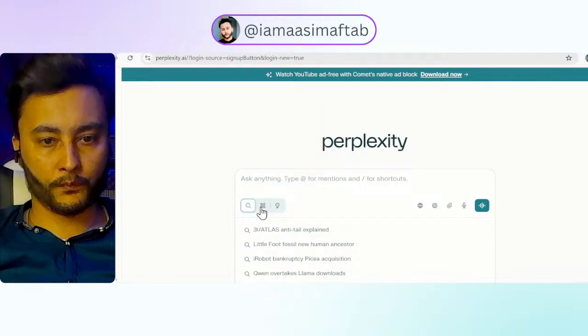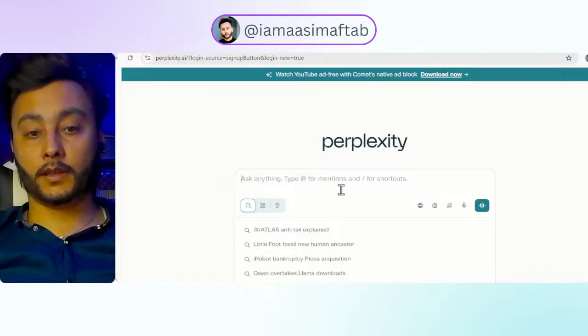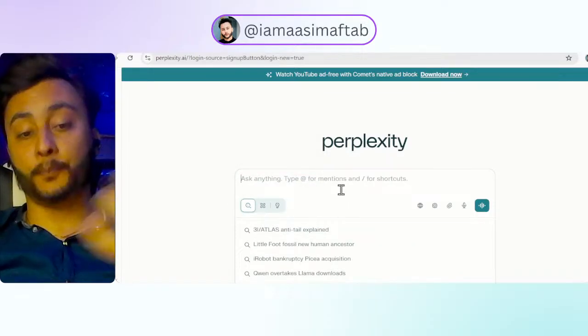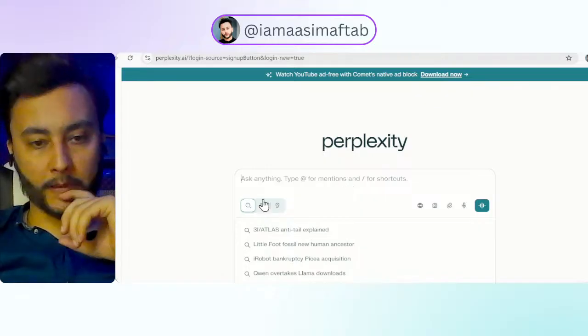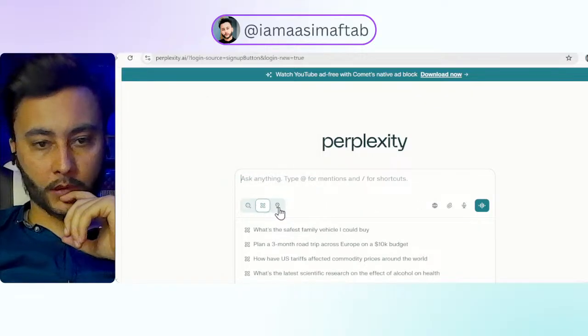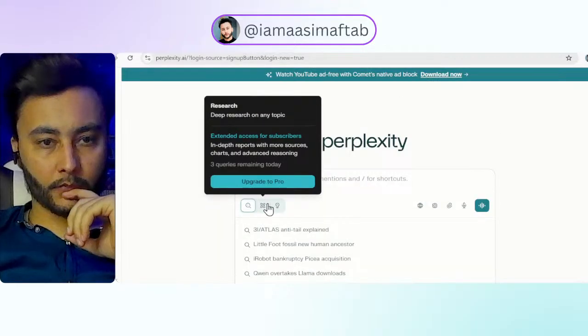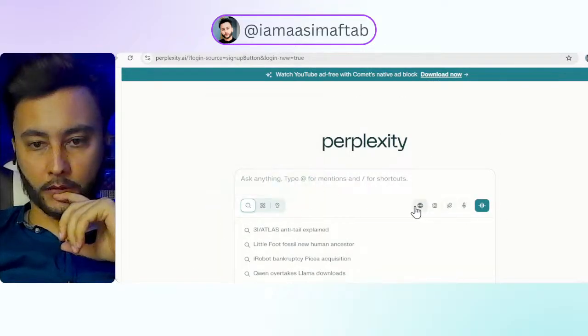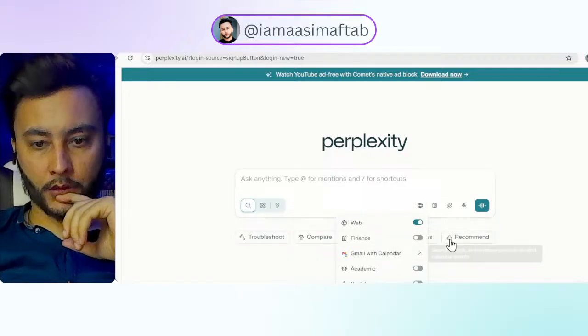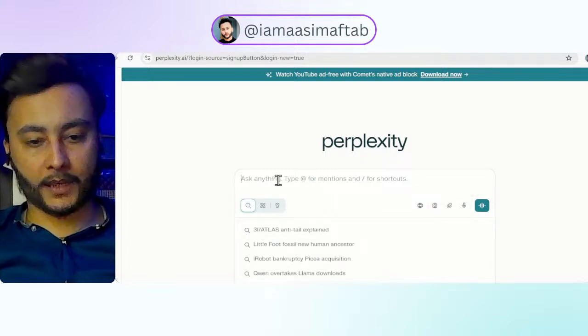try pro search. No, I'm using the free version only. Think about it, when you opt for the paid one, what would be the results? Okay, go to pro search. Okay, web search. Okay, only web studies. Let's give it a prompt.